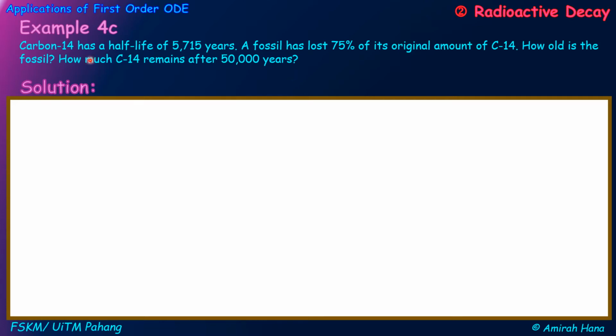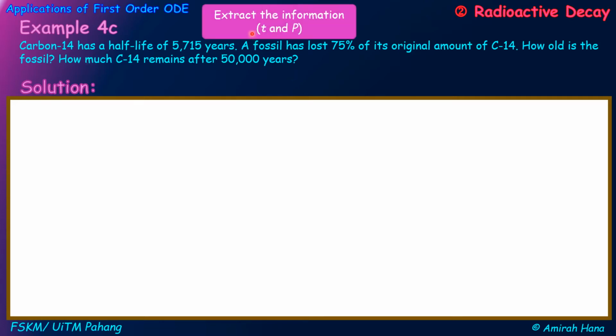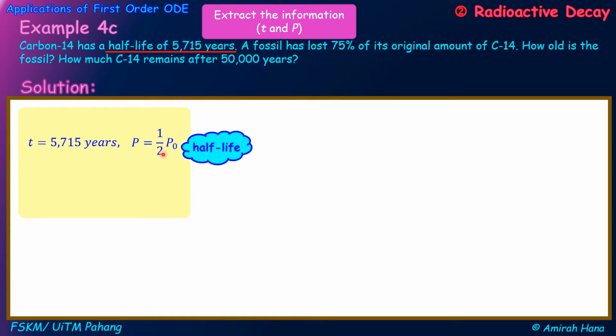To solve this problem, first we need to extract all the information and write in terms of t for time and P for population. Now we check one by one. From the word half-life of 5,715 years, we can write t equals 5,715 years, P equals half P naught. P naught means original P. So this is from the word half-life.